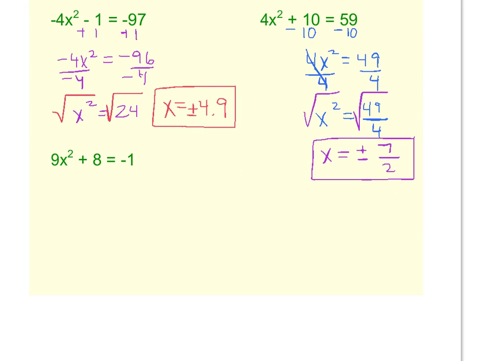Alright, our last example here. We have 9x squared plus 8 equals -1. We're trying to get the x squared alone, so we are going to start by subtracting 8 from both sides. So 9x squared equals -9. Then we'll divide both sides by 9. So x squared equals -1.